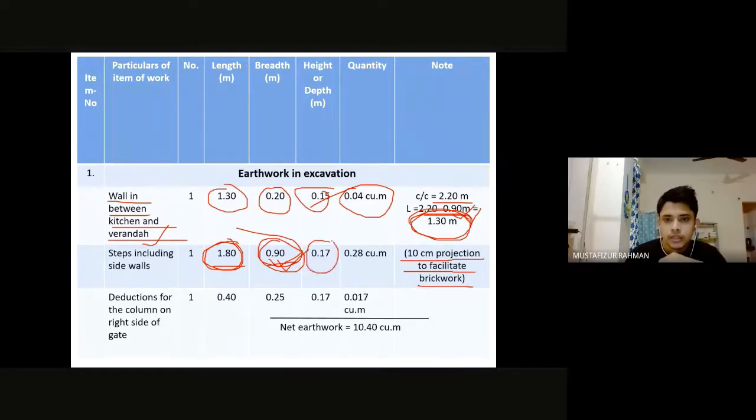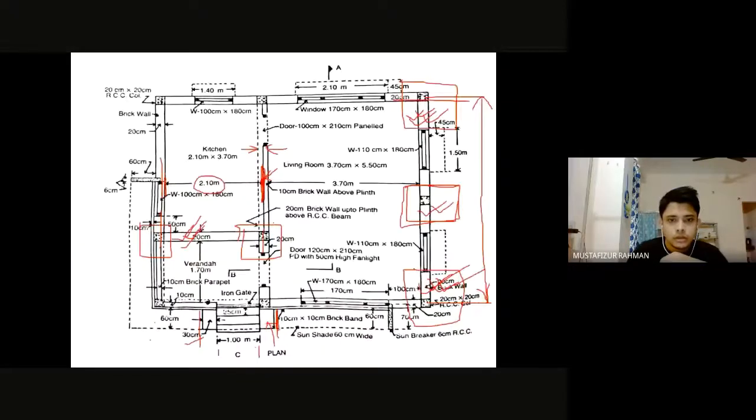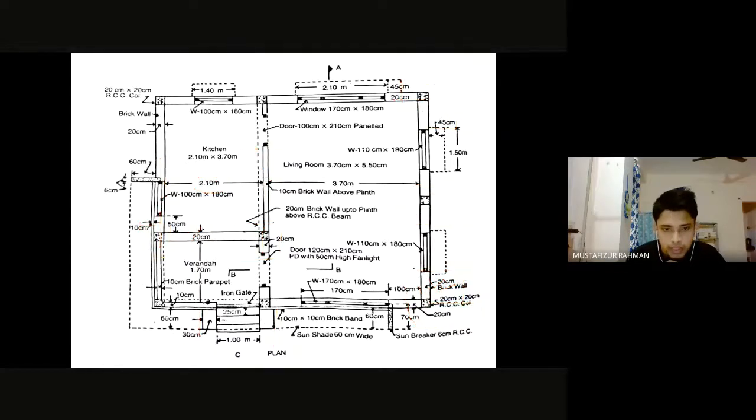Then what is the depth? Depth is 0.17 we have seen from the sectional elevation. Then that becomes total volume of work. Then we have to deduct for columns on the right side of the gate. So we are doing excavation here on this part because of this step and the side wall, but there is a column here and we have already excavated 90 centimeter by 90 centimeter for the column. So that part again we are calculating, so we have to deduct that part, right?